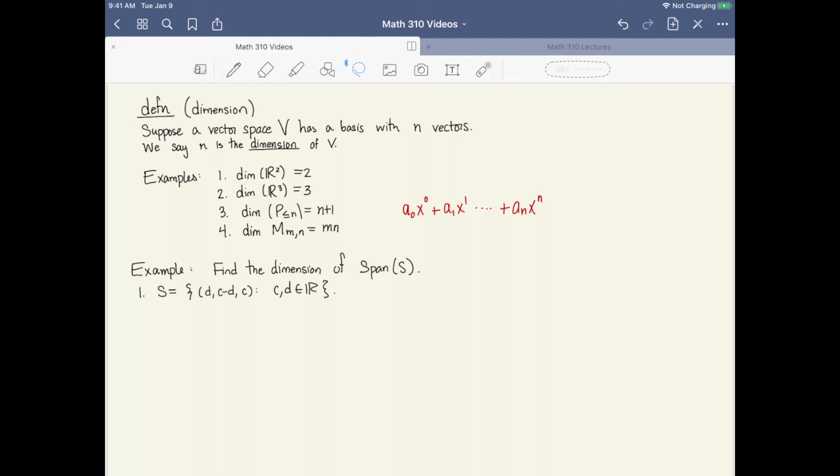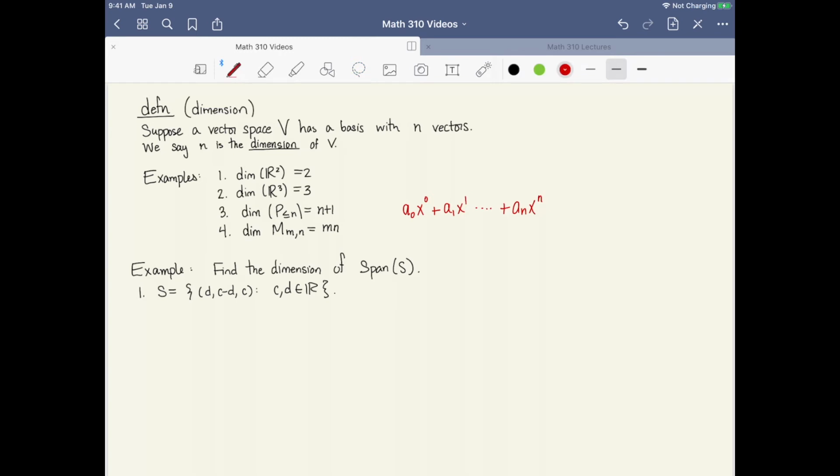The set of vectors that we're going to describe is going to look like this. We're going to take tuples that have as entries d, c minus d, and c, where C and D are real numbers. So what kind of vectors are we looking at here? It might be helpful to use some actual numbers to get a feel for it.